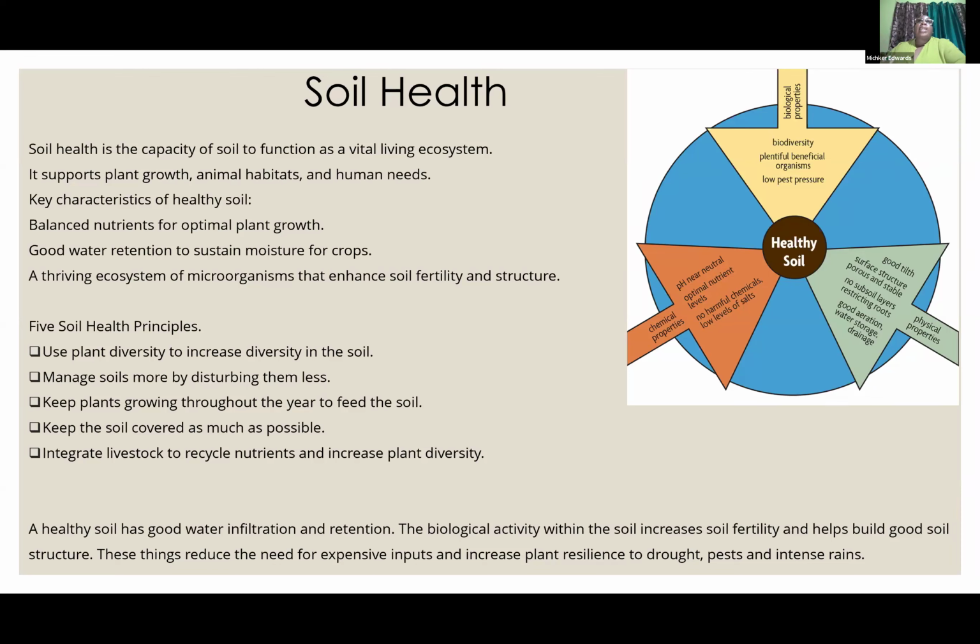So, 5 soil health principles. Use plant diversity to increase the diversity in the soil. You add in different types of plants, meaning you have those that add nitrogen to the soil, those that add organic matter when they break down, and those that you add as soil cover to help keep the moisture in the soil.